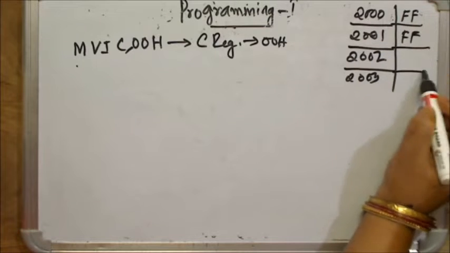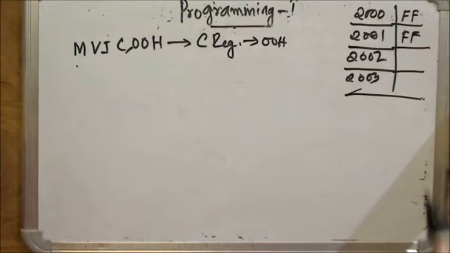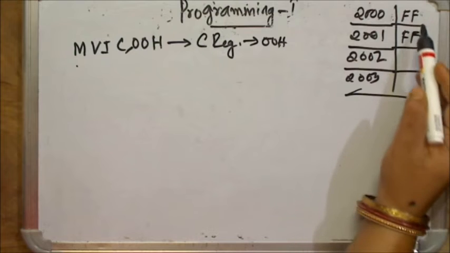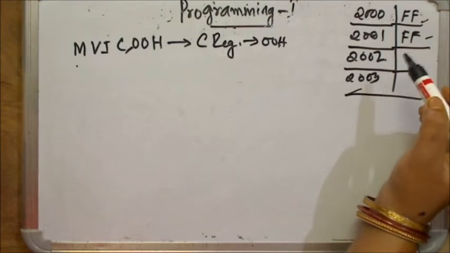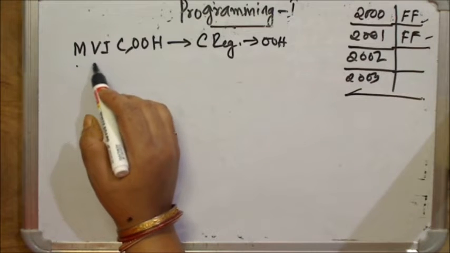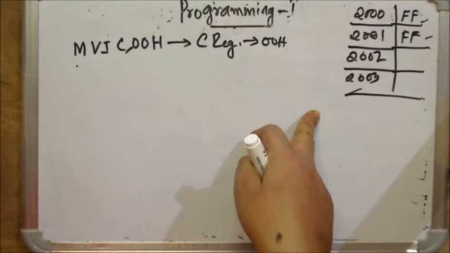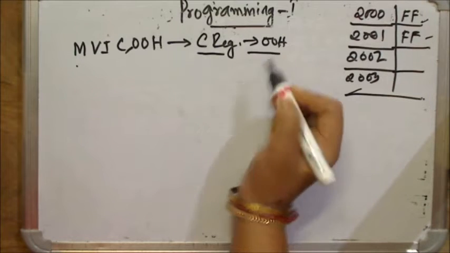You have to add the data. I have not given the data in the program, so you have to load the data by yourself. Suppose I have taken the data as FF and FF. Now you have to add the data. What I have first done, since this is an addition program, there is a possibility there should be a carry. So I have initialized a carry register with 00.